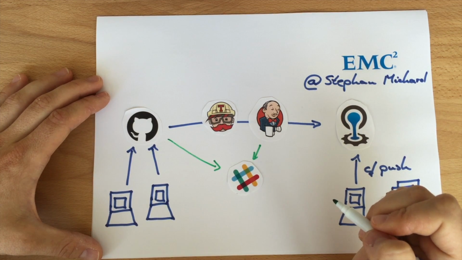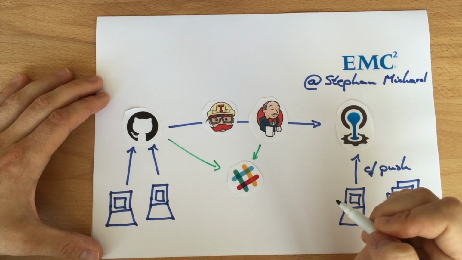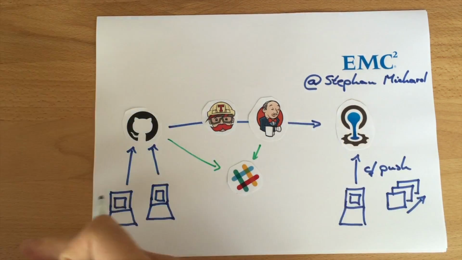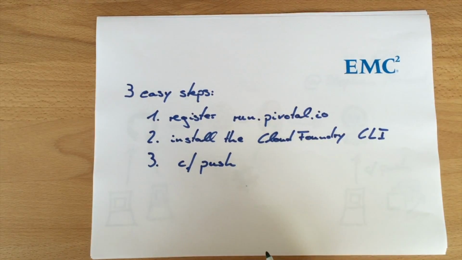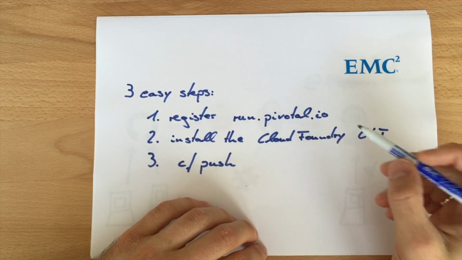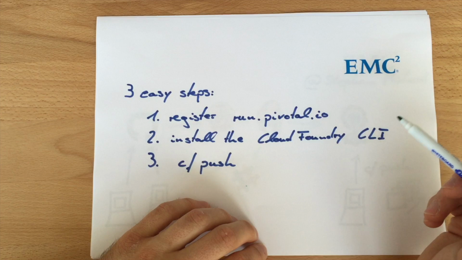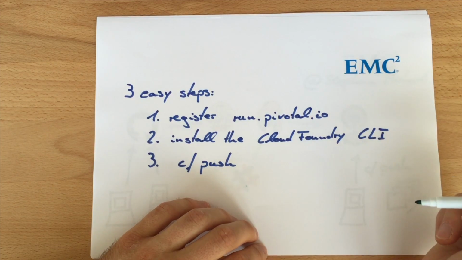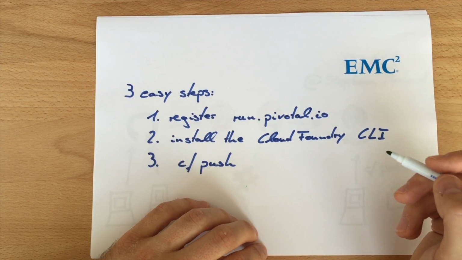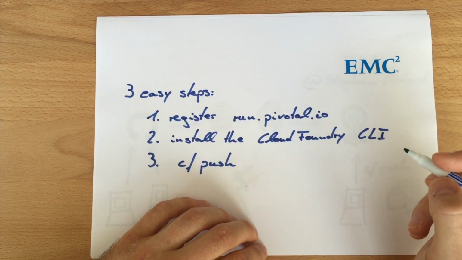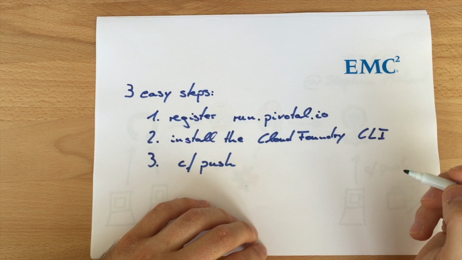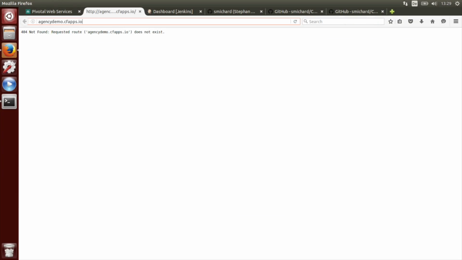If you want to try Cloud Foundry, it's very easy, just three easy steps. You need access to a Cloud Foundry instance. For example, you can get one at run.pivotal.io. Then you have to install the Cloud Foundry CLI, and then you're free to go with the CF push command. So without further delay, let's jump to the demo. Let's have a look at the demo.